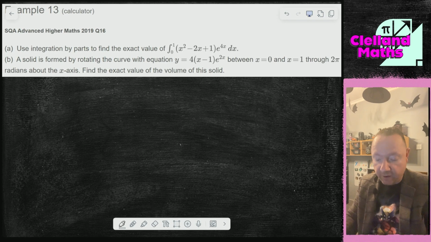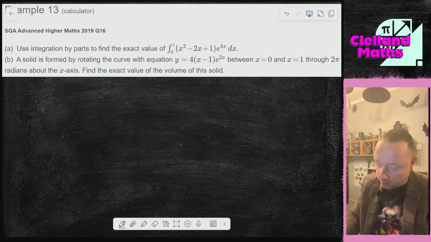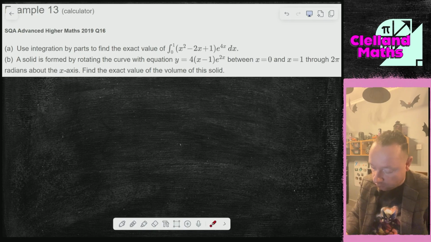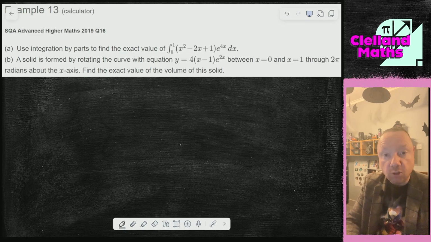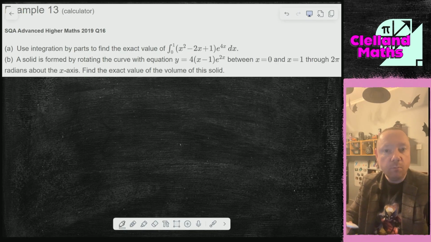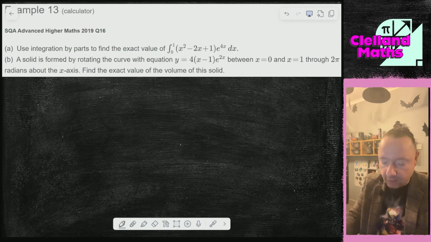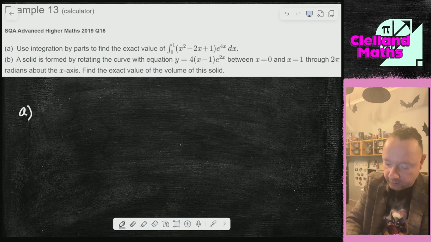Example 13, SQA Advanced Maths 2019, question 16. Use integration by parts to obtain the exact value of that, and then we've got a volume of revolution question. Now, with this integration by parts question, since one of these will differentiate to 0, namely this eventually, we can use the DI method, which is a lot quicker, and you'll see this. But if you don't like that, you can use integration by parts over and over, probably twice, I think, to do this. But I'm going to show you the DI method again.